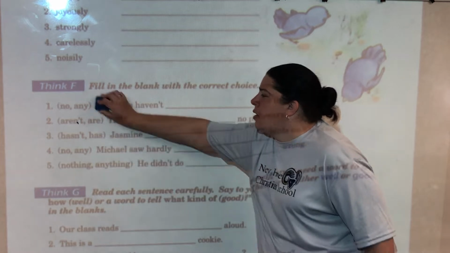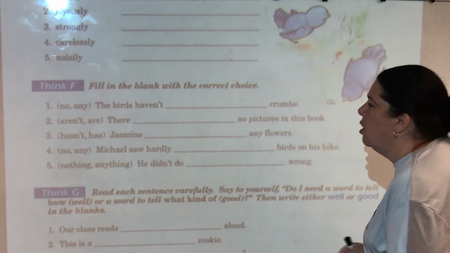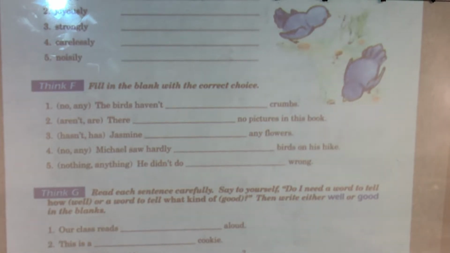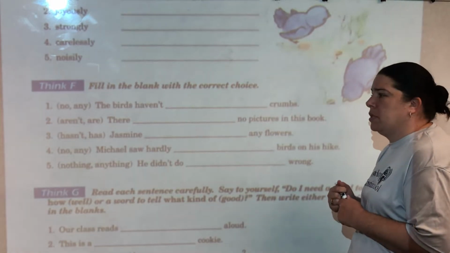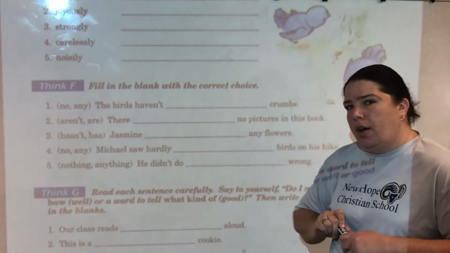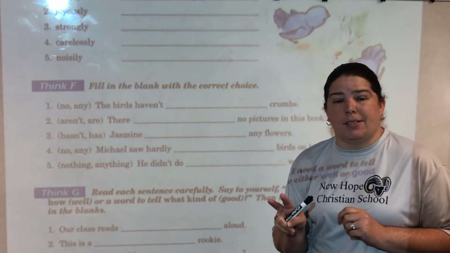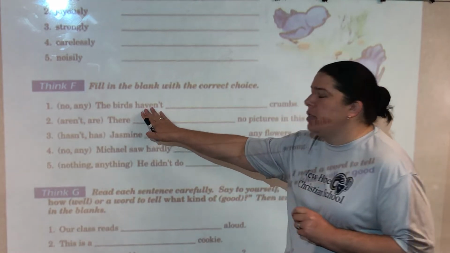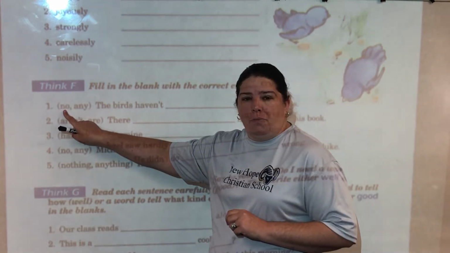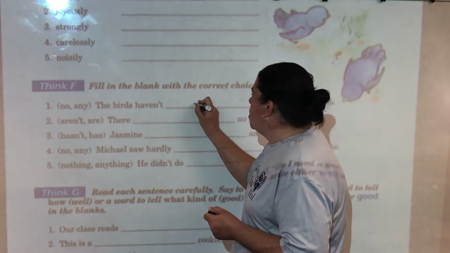They're asking us to fill in the blanks. You need to go ahead and fill in these blanks. Right here we have no or any. So we're going to pick no or any. The birds haven't blank crumbs. They haven't any. Boys and girls, I hope you remembered our little video. We cannot put two negative words in a sentence because there is already haven't. We can't put no. Remember, we cannot have two negative words in a sentence. So that's what we're doing here.